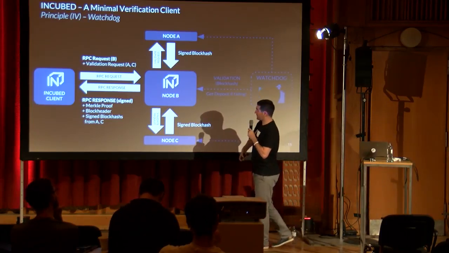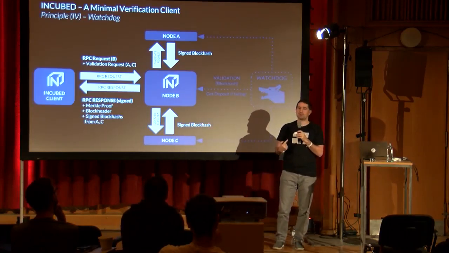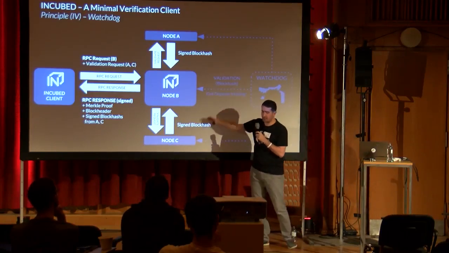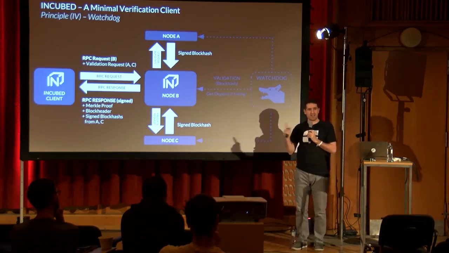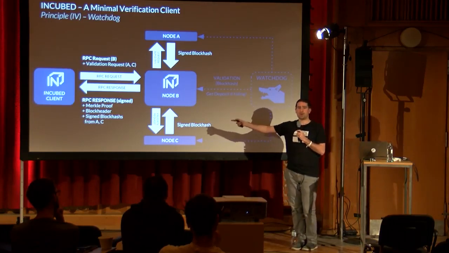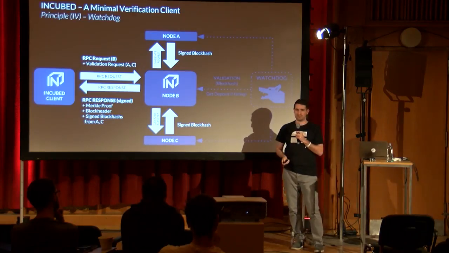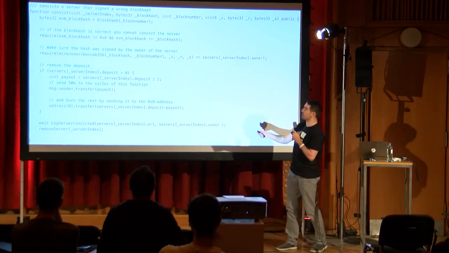Meaning, in the smart contract itself, they can be convicted because you can retrieve the block hash in the smart contract. So when they have paid the deposit in the beginning, node A, B, and C, to be servers in the incubed system, someone else can say, if I find you having signed a wrong block hash, I can take this to the smart contract and convict you and get your deposit. This makes it secure. This is just this one function in the smart contract called convict.